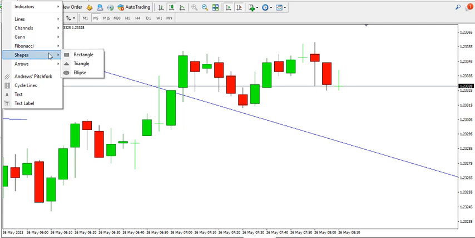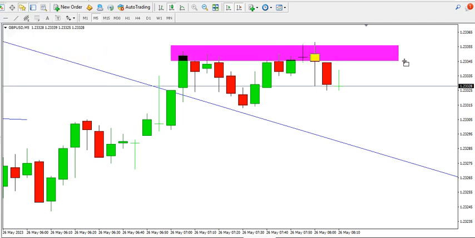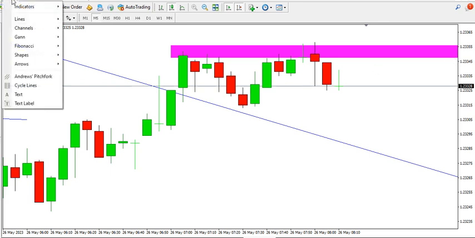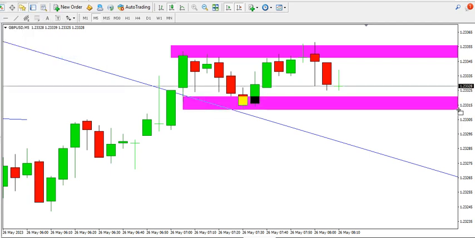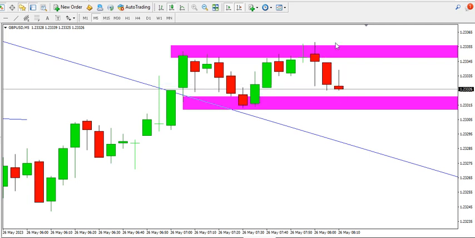For now, on the 5 minute time frame, you can see that price is ranging, and our range top is at the 1.23355 area, while the range bottom is at the 1.23315 area. So traders should look out for either a breakout to the top side or a breakout to the downside.